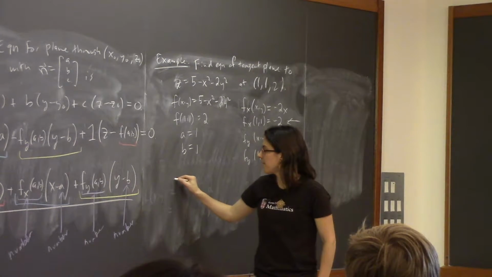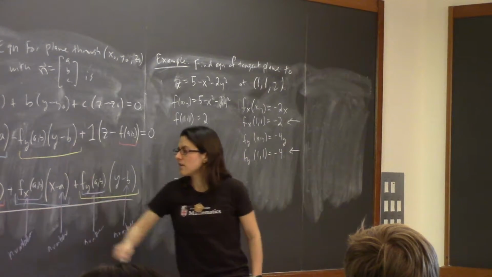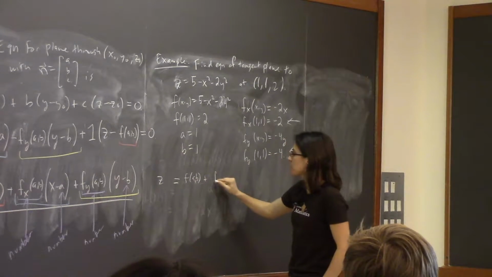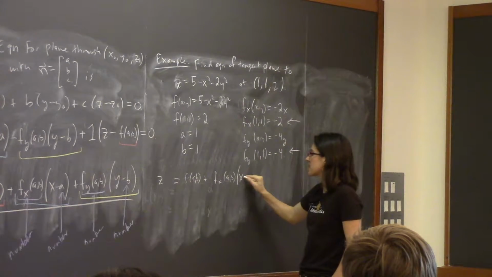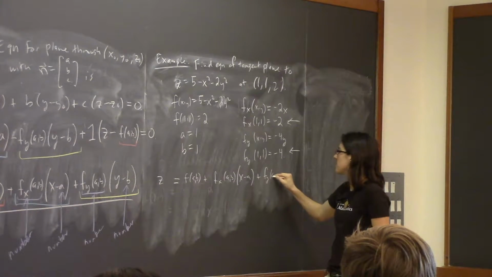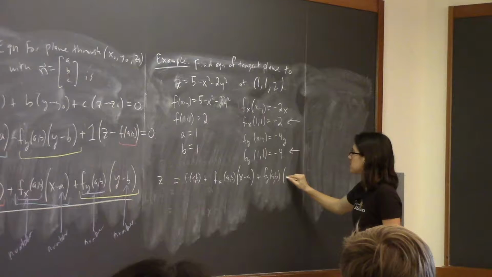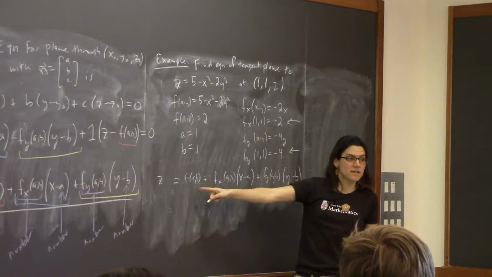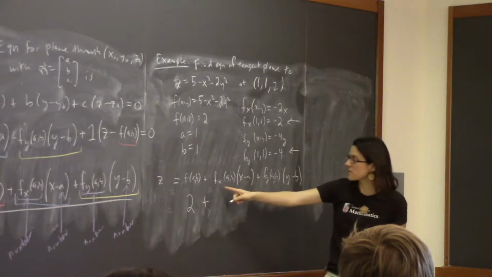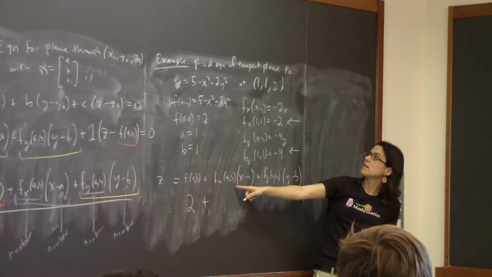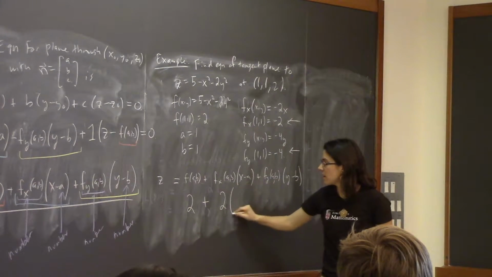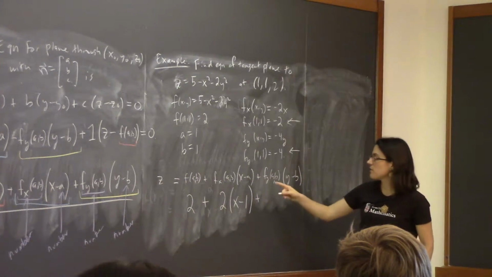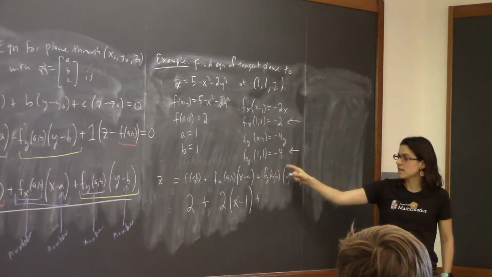So let's plug this in. Our z is f of (a, b) plus the partial with respect to x evaluated at (a, b) times (x minus a), plus the partial with respect to y evaluated at (a, b) times (y minus b). Okay, so let's plug it in. So f of (a, b) is 2. The partial with respect to x at our point (a, b) is negative 2, times (x minus a). A is 1. The partial with respect to y at (a, b) is negative 4.